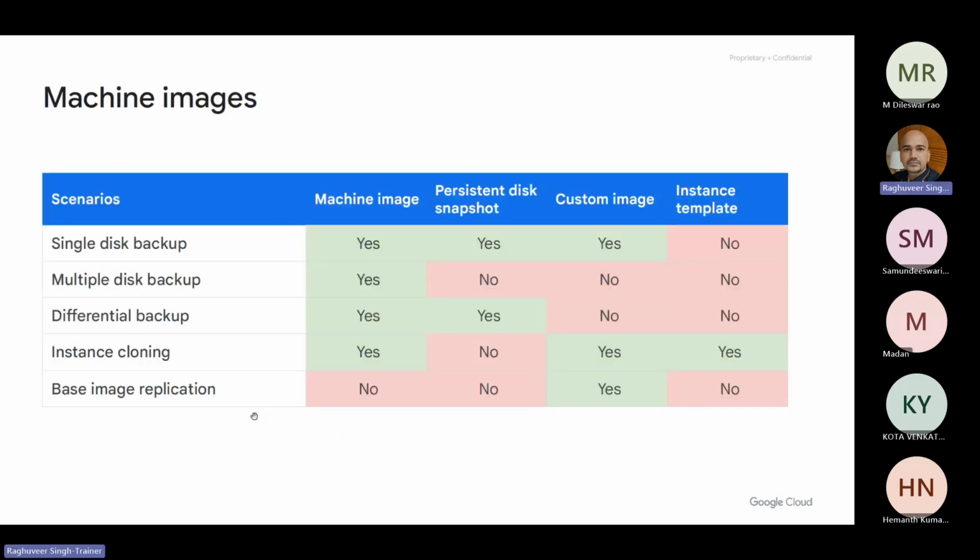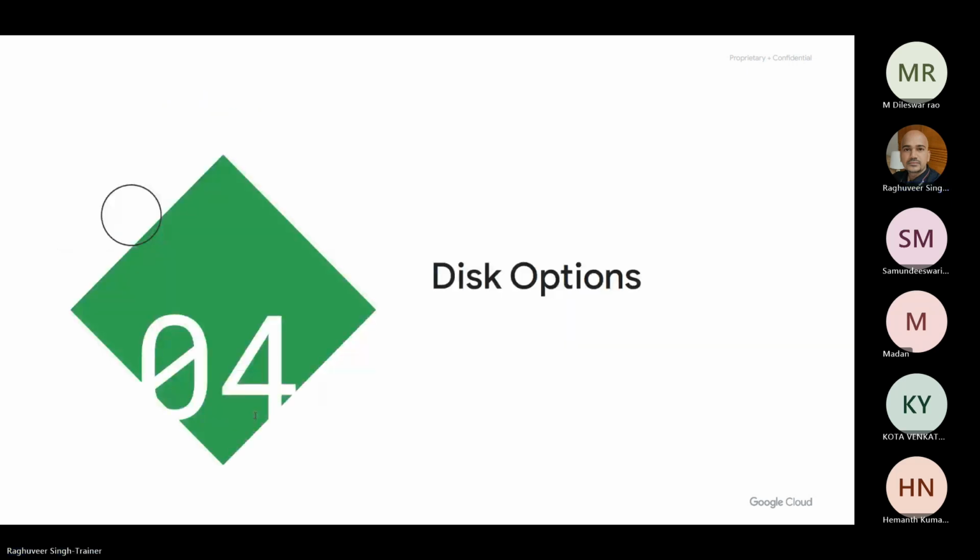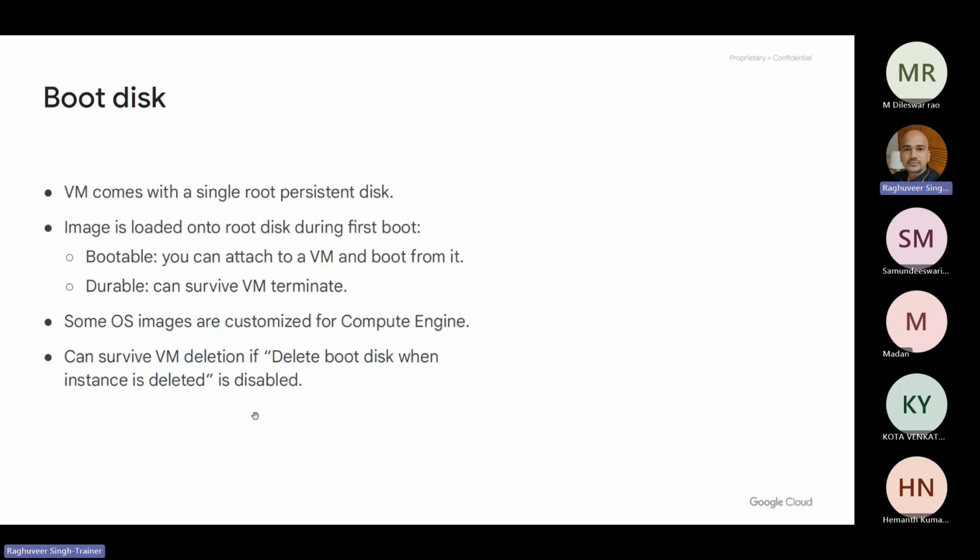Next, machine images. Then we have machine images also, which is single disk backup, multiple disk backup, differential backup. So these are all the images which are available, and how the backup works is what it is showing you. Disk options, very important.